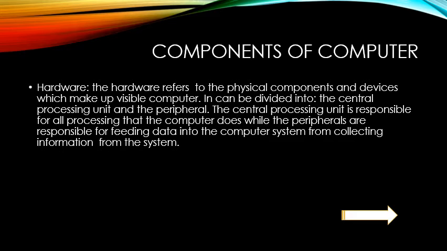These ones, you can call them hardware. The peripherals are like the mouse and the keyboard, that collect data and feed that data into the computer system, while the central processing unit is the one that actually processes the information that is collected by the peripherals.